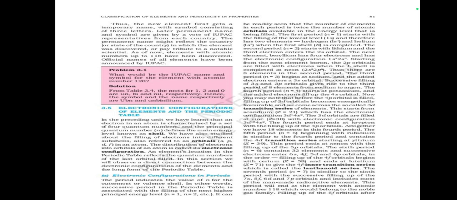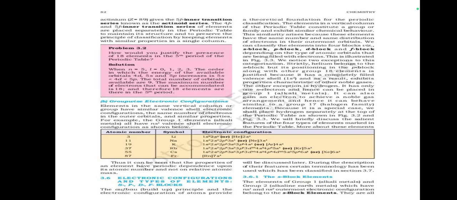The seventh period, n is equal to 7, is similar to the sixth period, with the successive filling up of the 7s, 5f, 6d, and 7p orbitals, and includes most of the man-made radioactive elements. This period will end at the element with atomic number 118, which would belong to the noble gas family. Filling up of the 5f orbitals after actinium, Z is equal to 89, gives the 5f inner transition series known as the actinoid series.